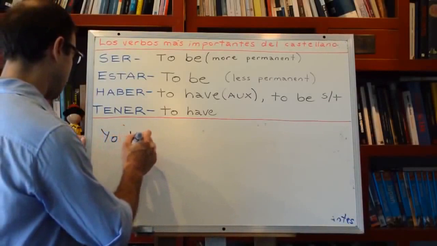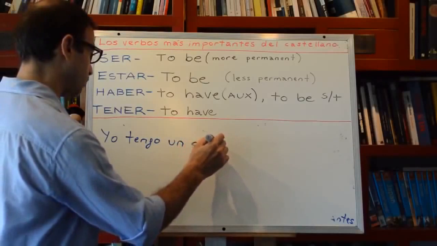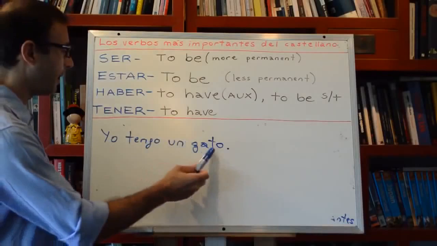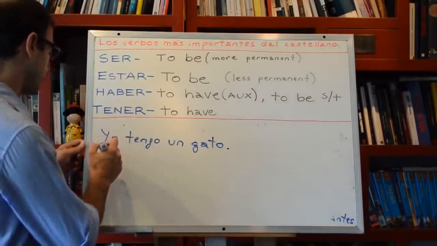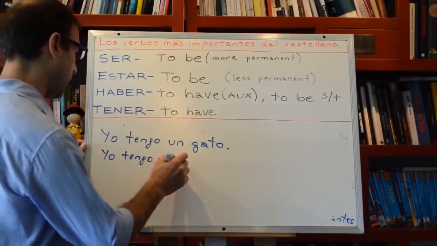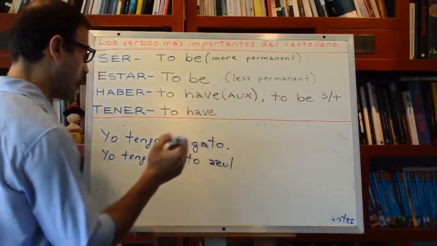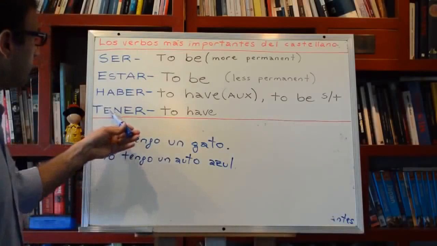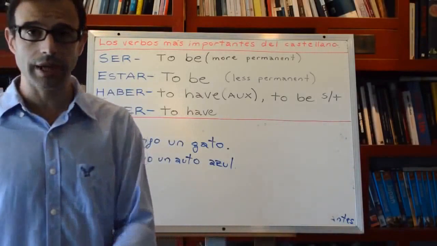Yo tengo un gato. I have a cat. Yo tengo un gato. I have a blue car. Yo tengo un auto azul. Okay? I have a blue car. Yo tengo un auto azul. Good. So this is how we use, or what we use the verb tener for. To say, to have something, okay?